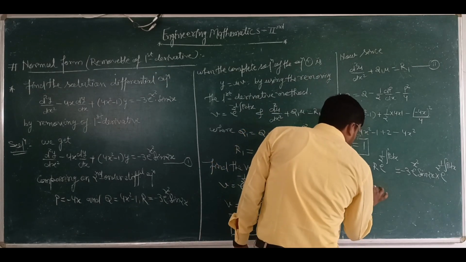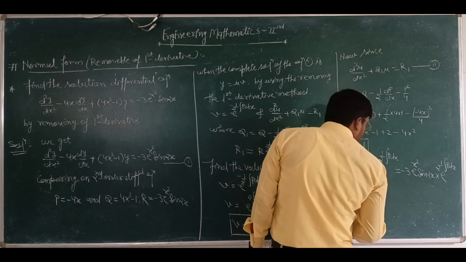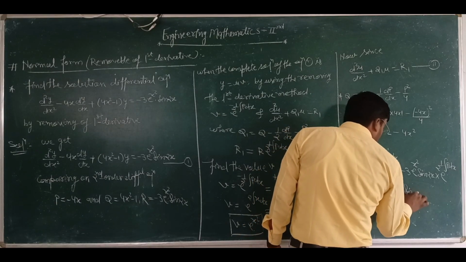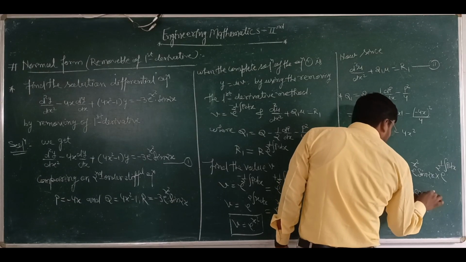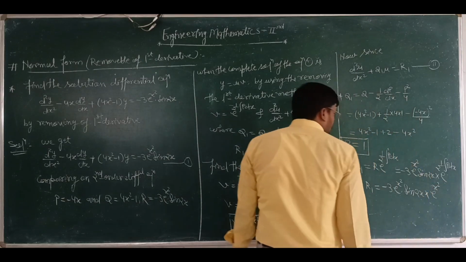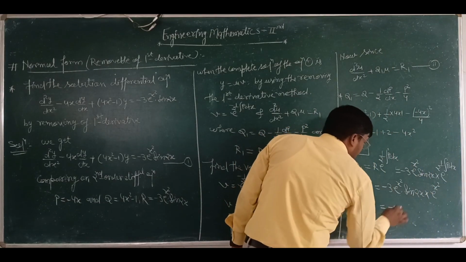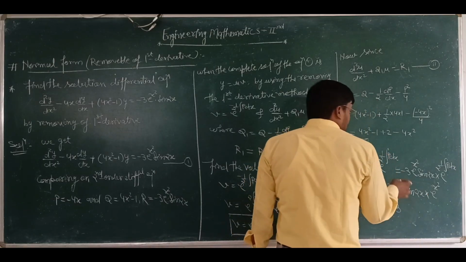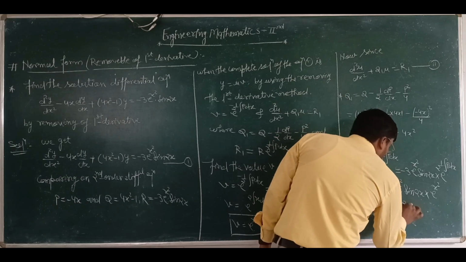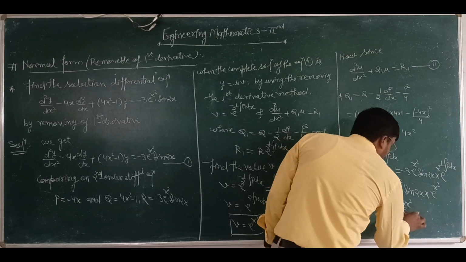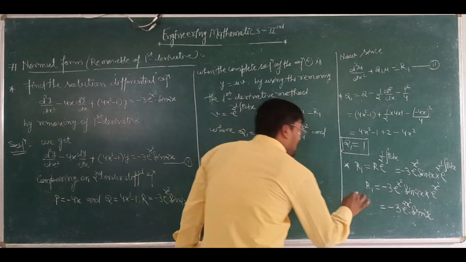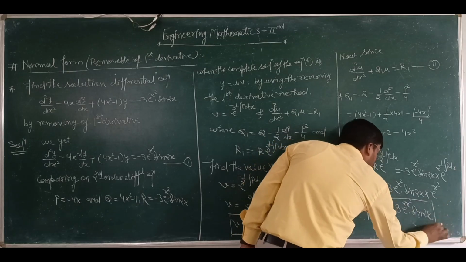Or you can simply write r1 is equal to −3 e^(x²) sin 2x into e to the power of the integral, which is equal to −3 e^(2x²) sin 2x. This is the value of r1. Now you can note down this value.